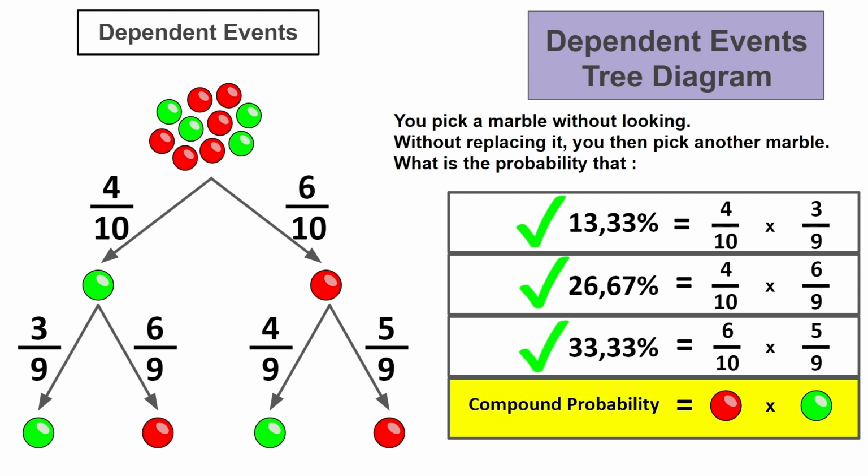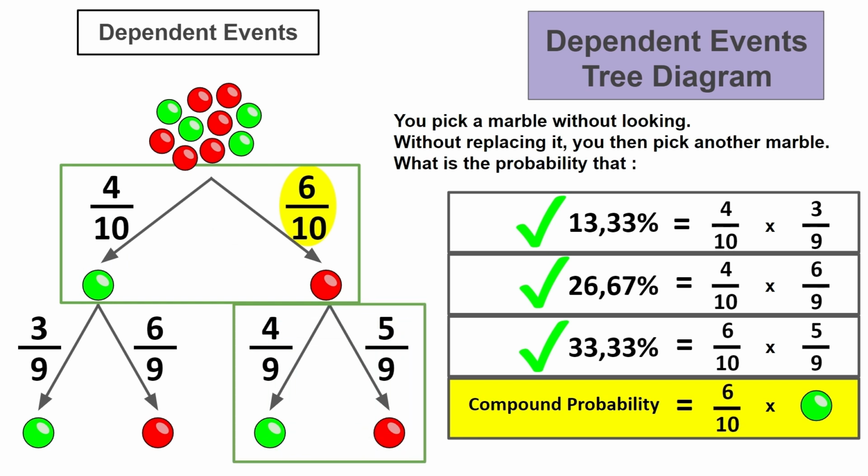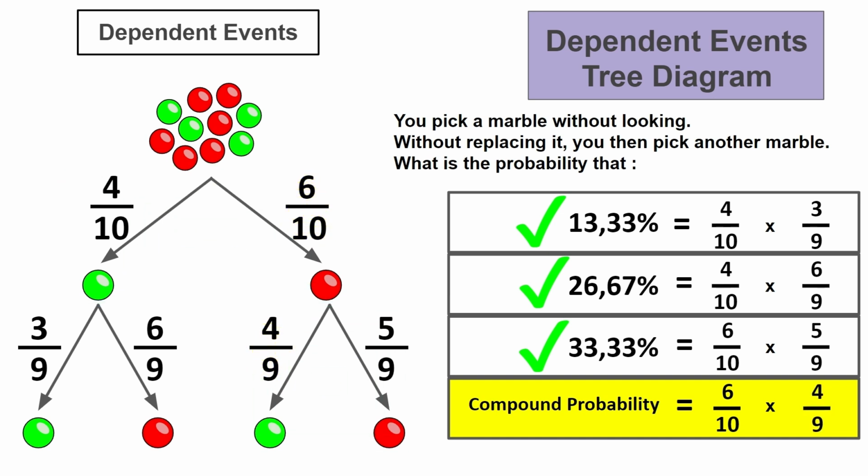And last, let's calculate the probability of picking a red marble and then picking a green marble. In the first event, the probability of picking a red marble is 6 out of 10. And in the second event, the probability of picking a green marble is 4 out of 9. And 6 out of 10 multiplied by 4/9 equals 24 out of 90, or 26.67%, which is the probability of picking a red marble, not replacing it, and then picking a green marble.